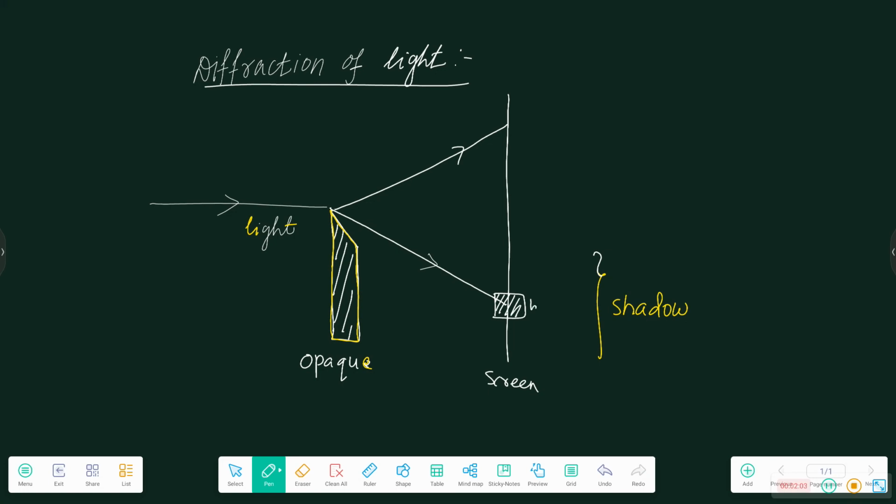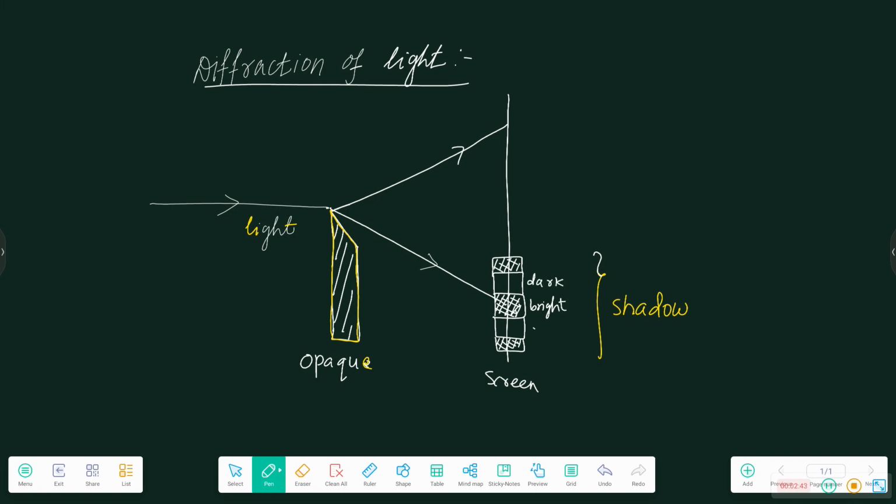This is your bright, then again you will see dark, then bright. Like that it will happen. Actually, in the shadow region will you see bright? No, right? Normally you won't, because light travels in a straight line and will not pass through the object. But due to bending of light rays from the sharp edge of the opaque object, light is going into the shadow region, and you are getting bright and dark.